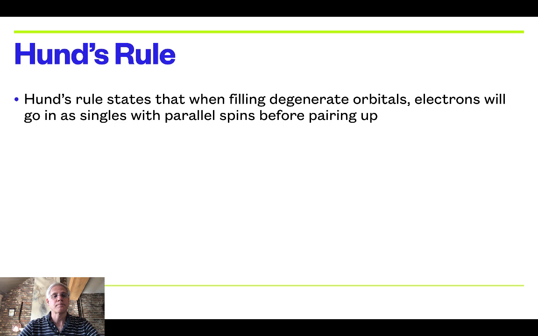Another rule, we just have lots of principles and rules for filling up our electrons here. So Hund's rule states that when we're filling degenerate orbitals, and that's a word that you may not have seen, or you've seen it in a different context, electrons will go in as single electrons with parallel spins before they begin to pair up.